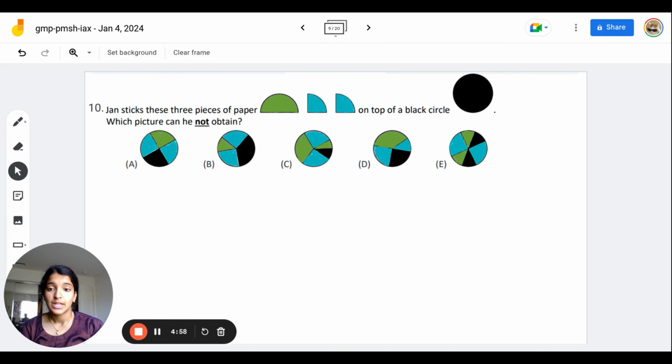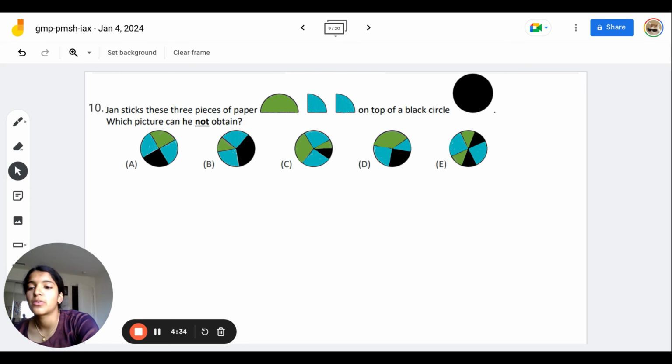Question number 10. Jan sticks these 3 pieces of paper on top of a black circle. Which picture can he not obtain? So one of the biggest keywords here is which picture can he not obtain? This means that 4 of these options are the ones that he can get, and then 4 of them would be ones that he couldn't get.